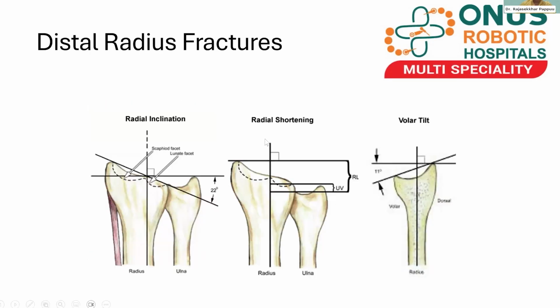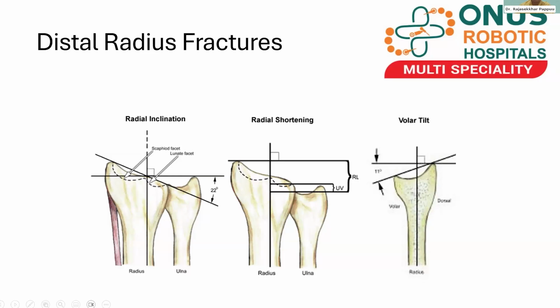So when you are treating distal radius fractures, you have to know some values, the parameters on which we judge whether the fracture is in position or in malposition. See this line, radial inclination. A line is drawn from the radius to the ulna, and a line is drawn along the articular surface of the radius. That is called radial inclination.